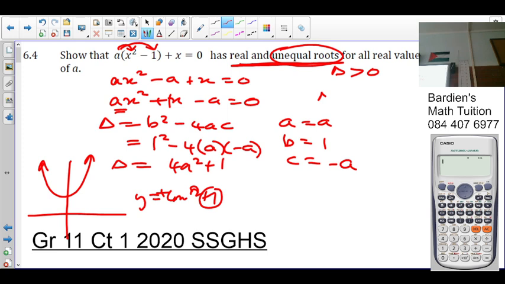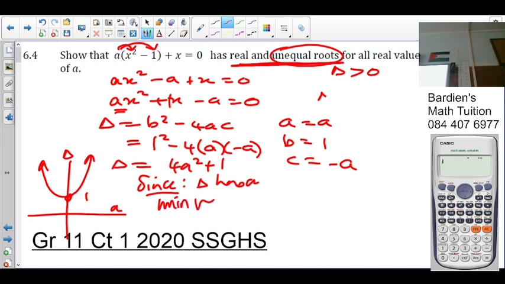Can you see that? So if you're looking at delta now, and that is your a value, then that means since delta has a minimum value of positive 1, therefore roots will always be real and unequal. So you write that down. You guys understand? That's one way of looking at it.